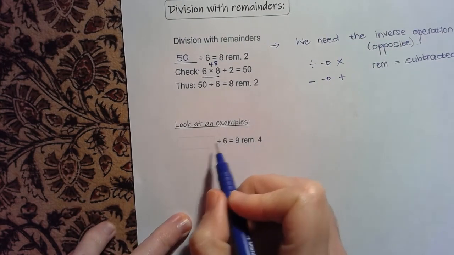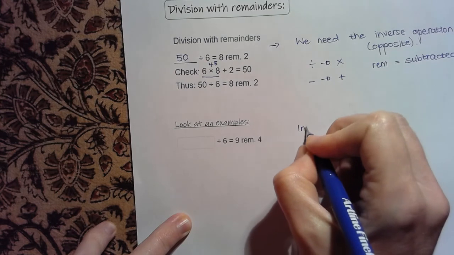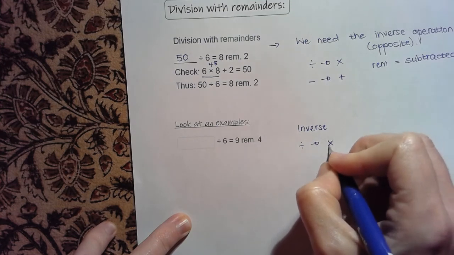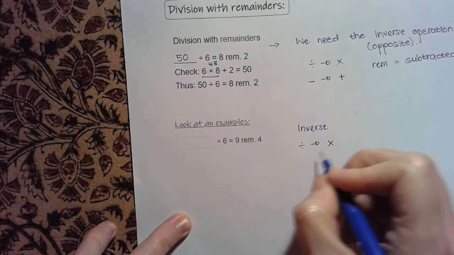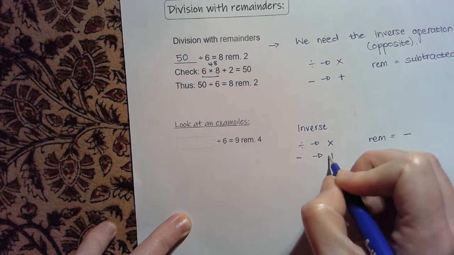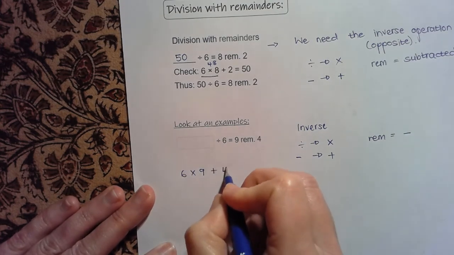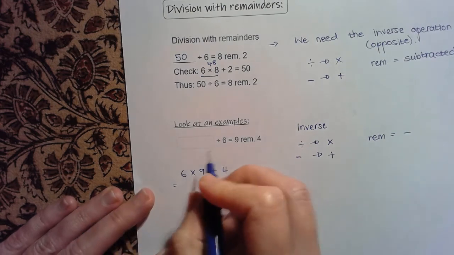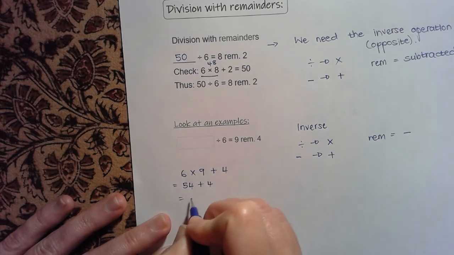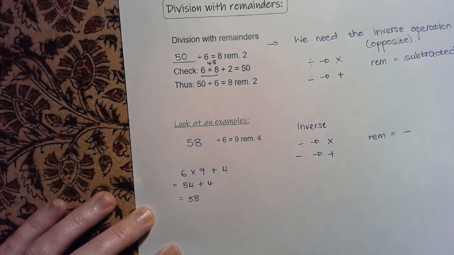Right, let's try one for ourselves. So what we have here is something divided by 6 equals 9 remainder 4. Remember, you need the inverse operation. So what is the inverse of divide? That is to multiply. Remember, remainder means minus. So what is the opposite of minus? You will add. So we're going to say 6 times 9 plus 4. So what is 6 times 9? That is 54. And what is 54 plus 4? That would be 58. So the missing number here is 58.